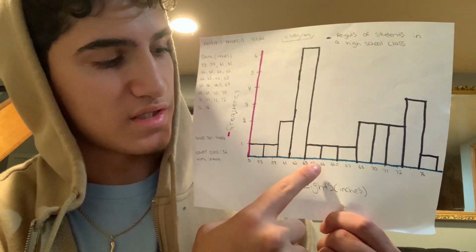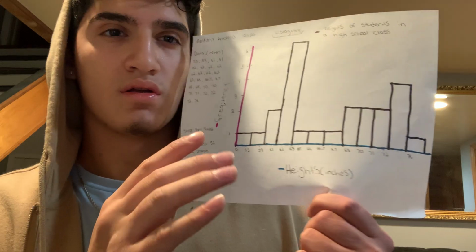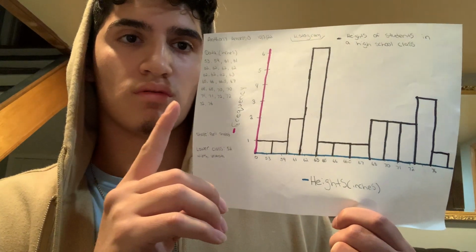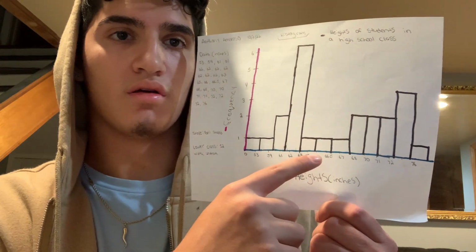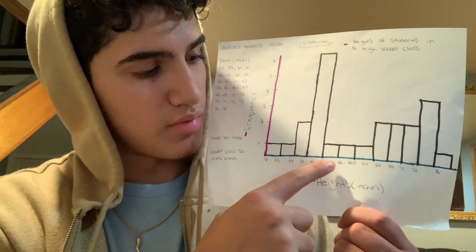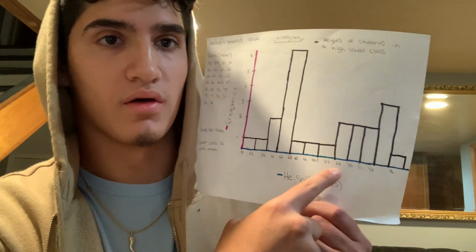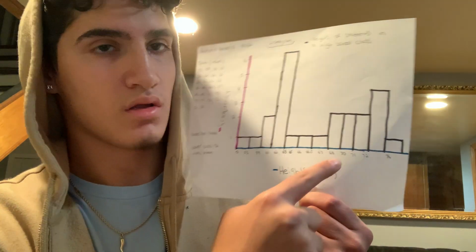What I did for 66 and 66.5, I just did 1 for each. What I should have done is put them together and make it 2, but instead I just made it 1. Then I went on from 68 to 72, which was all 3.